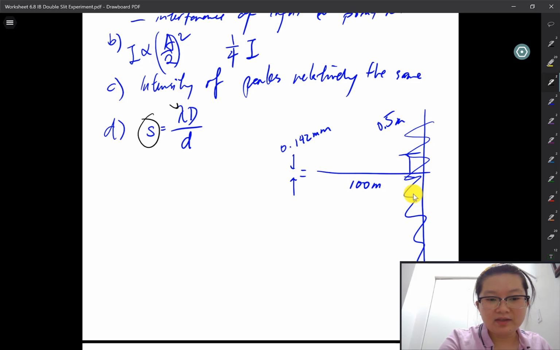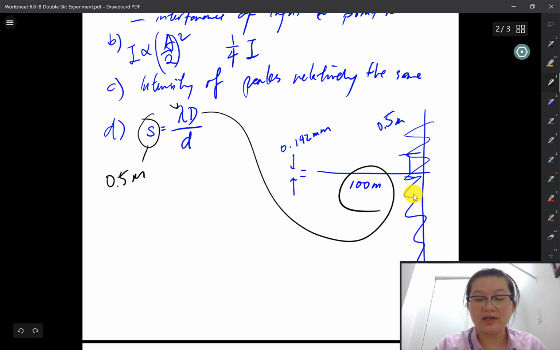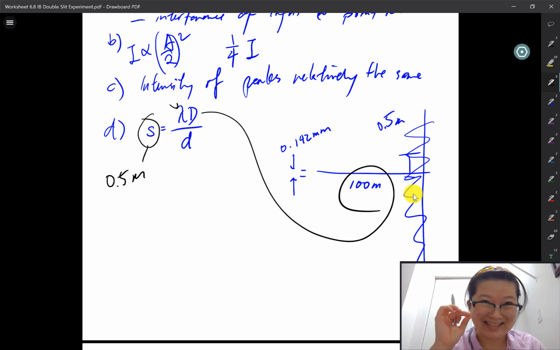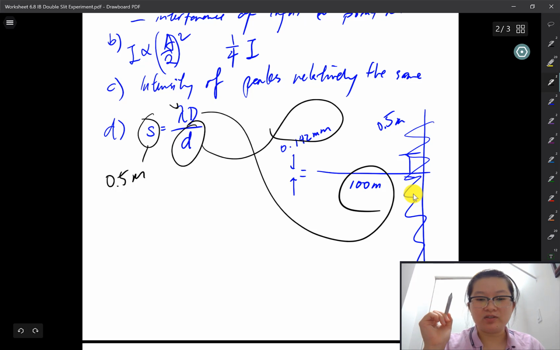But before isolating it, let's just figure out what each number is. s is the separation between the successive peaks, which is the 0.5 meters. This big D is the distance to the screen, so that's the 100 meters, okay? And then this small d is the distance between the two slits, not the slit width, since we're talking about double slit interference. So that would be 0.142 millimeters.